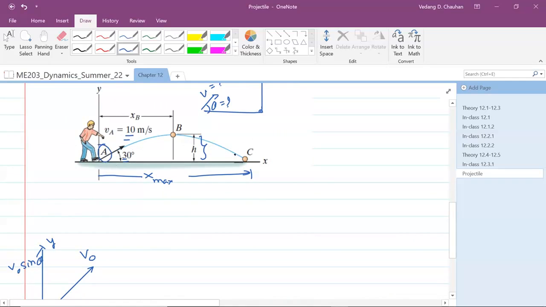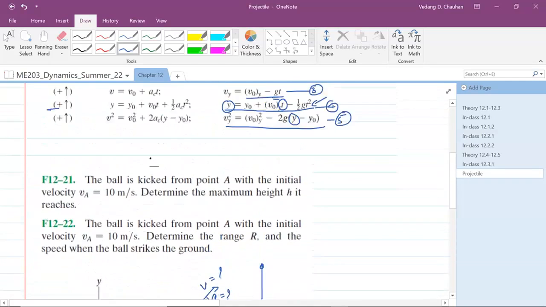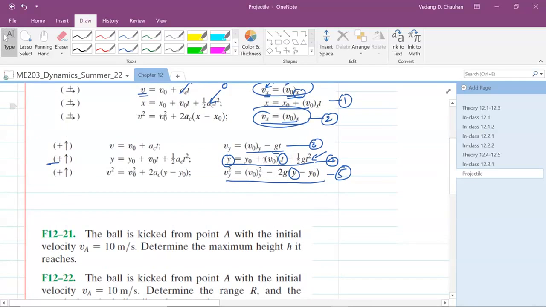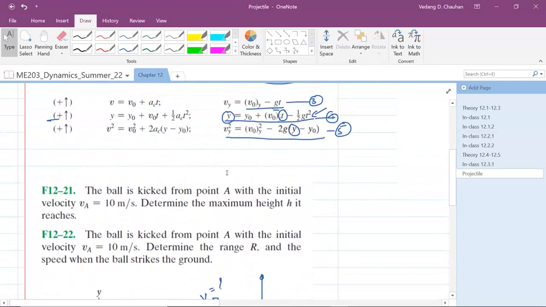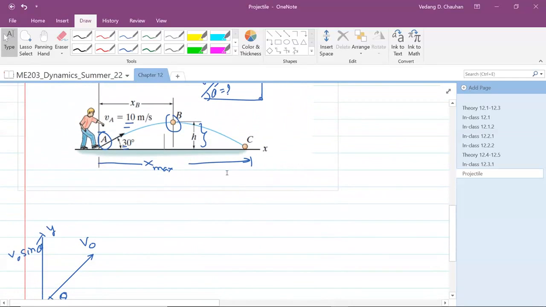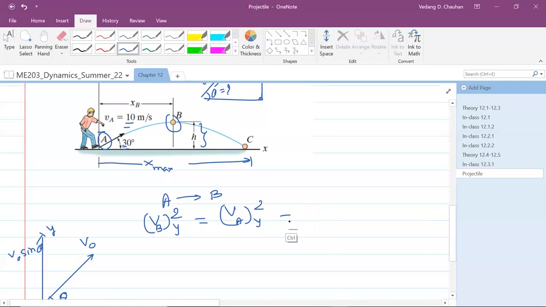We will first apply the projectile equation between point A and point B, where A is the initial point and B is the final point. We rewrite this equation in the form of A and B, where V0 becomes VA because that's the initial point, and y becomes YB. Vy becomes VBY, the y component of the velocity at point B. Let's write down that equation. Between A and B, apply the projectile equation: VBY squared equals VAY squared minus 2g times (YB minus YA).